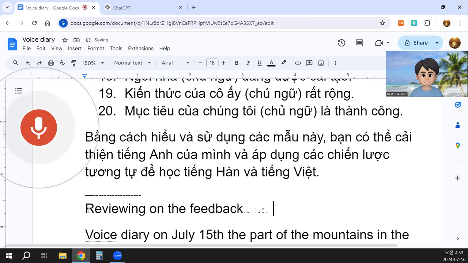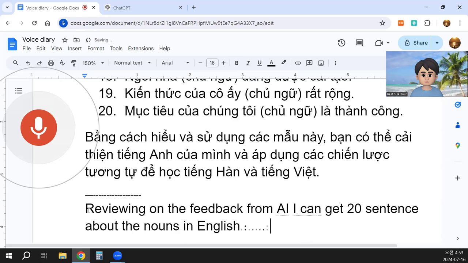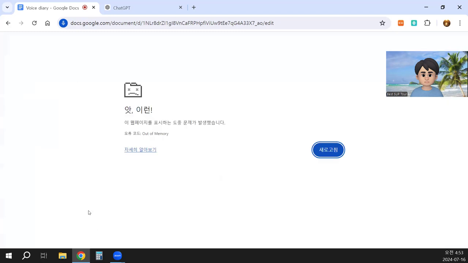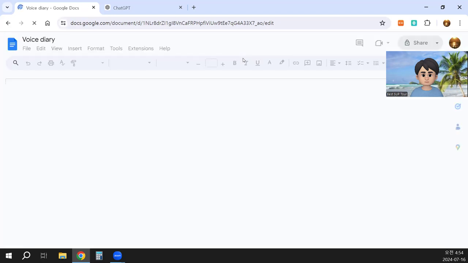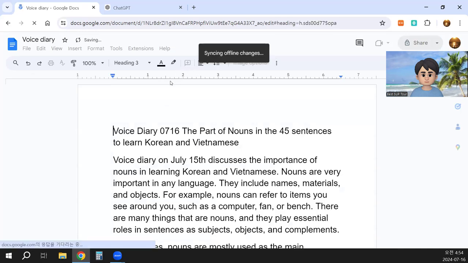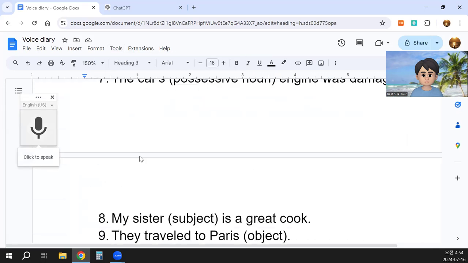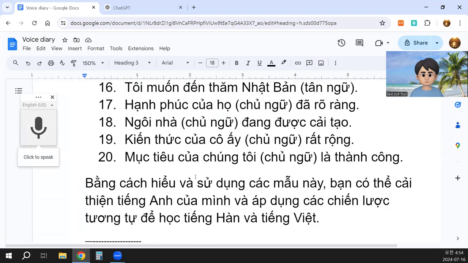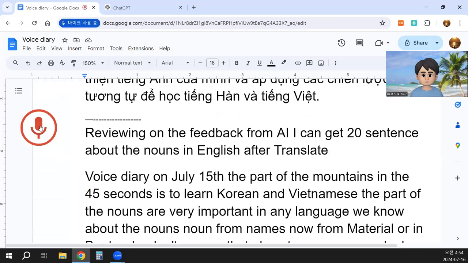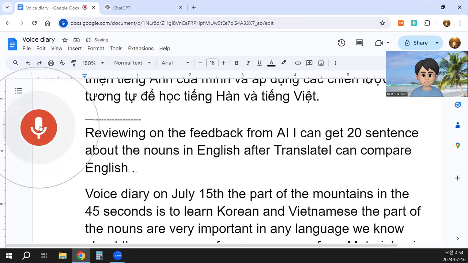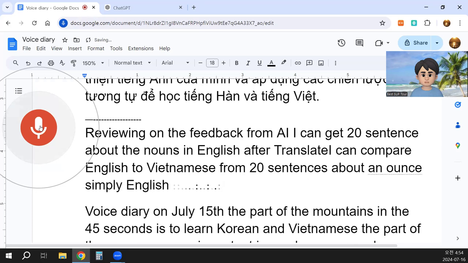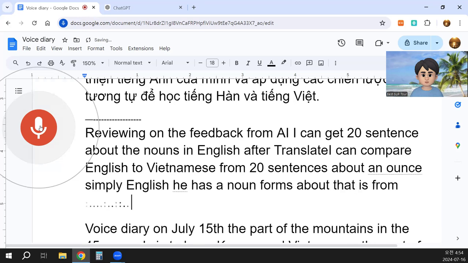Reviewing the feedback from AI, I can get 20 sentences about nouns in English. After translating the 20 sentences into Vietnamese, I can compare. It's important, so I keep doing it. I can compare English to Vietnamese from 20 sentences about the nouns. Simply, English has noun forms, singular and plural, and articles.